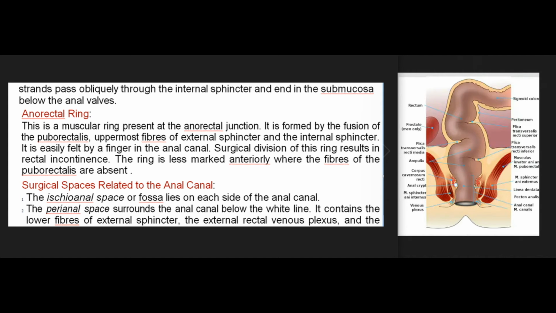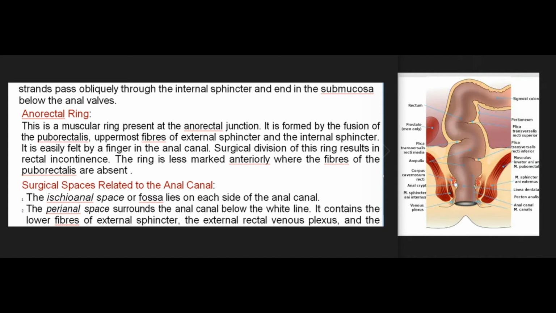Anorectal ring. This is a muscular ring present at the anorectal junction. It is formed by the fusion of the puborectalis, uppermost fibers of the external sphincter and the internal sphincter. It is easily felt by a finger in the anal canal. Surgical division of this ring results in rectal incontinence. The ring is less marked anteriorly where the fibers of the puborectalis are absent.